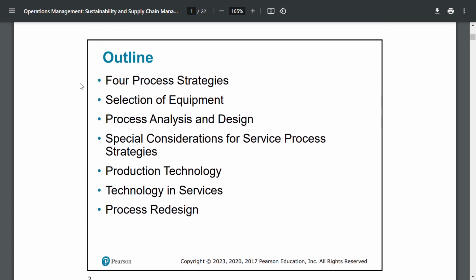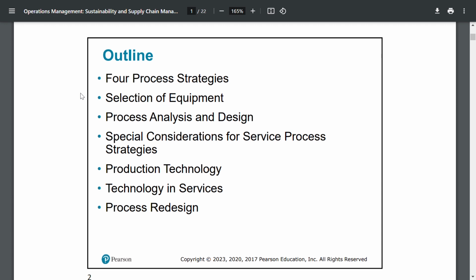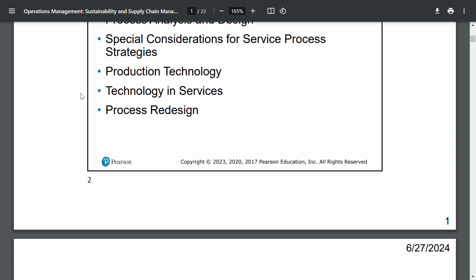So let's start with our outline. First we're gonna talk about the 4 process strategies that are used for industrial engineering. And then we're gonna discuss the selection of equipment and then the process analysis and design. And then we're going to consider the special considerations for surface process strategies and then production technology services, and process redesign.